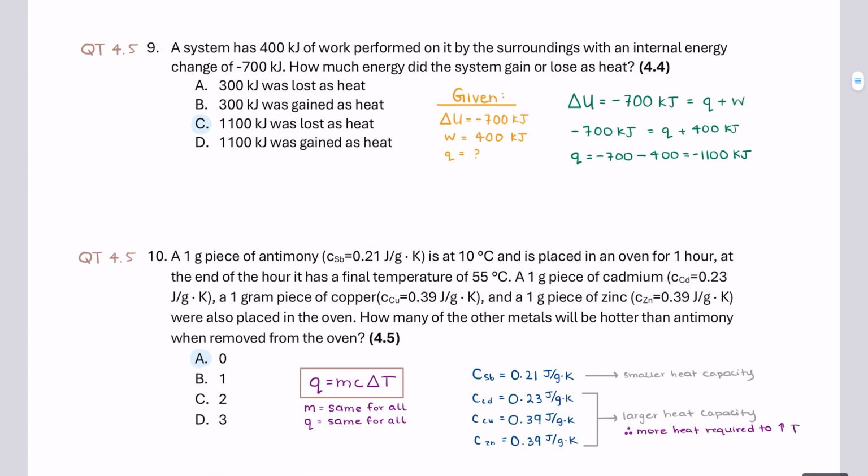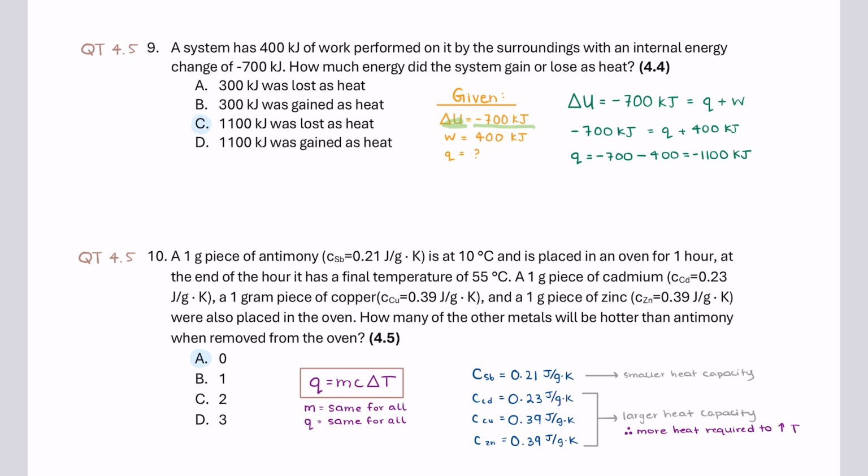Problem 9 says a system has 400 kilojoules of work performed on it by the surroundings with an internal energy change of negative 700 kilojoules. How much energy did the system gain or lose as heat? Once again, let's start by organizing what we know. The change in internal energy, delta U, is given as negative 700 kilojoules. That means that the system loses energy overall.